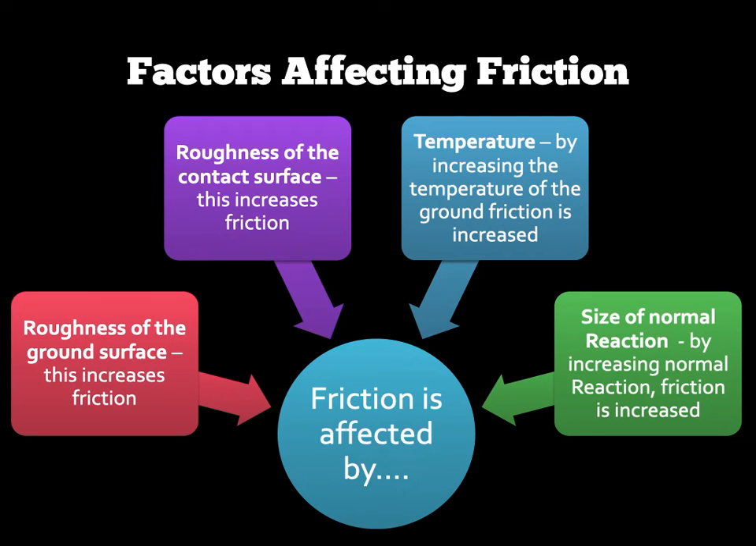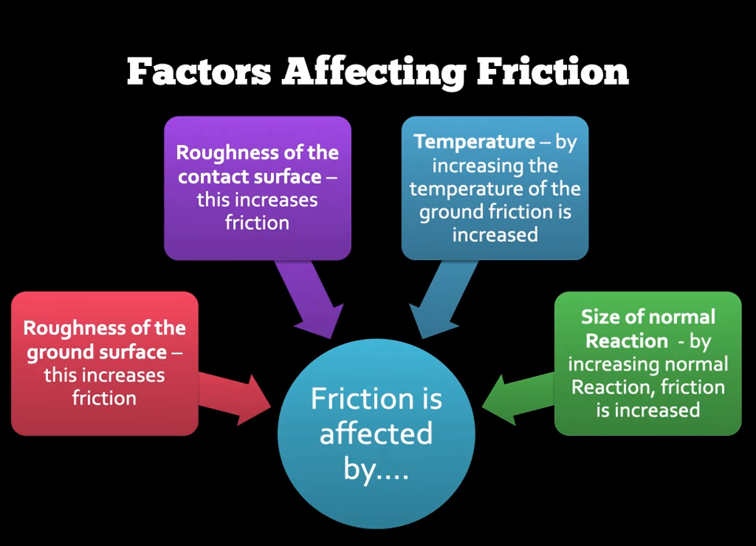Just like air resistance, there are factors that can affect friction, or things we can do to reduce friction. So again, we'll go from left to right, starting with the red box. The roughness of the ground surface. Now, if I have a game of football this afternoon and I go and play on an AstroTurf pitch, that's a very rough contact surface. That increases friction, and therefore I can get good grip and go forwards and accelerate. So I've increased friction there.